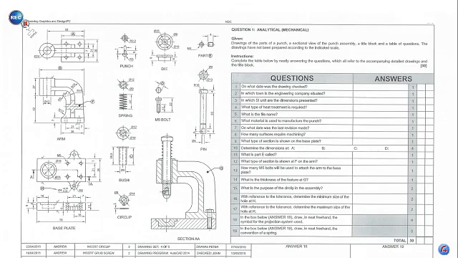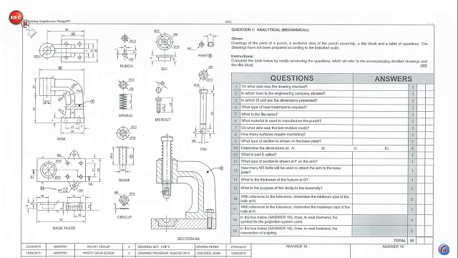Good day, grade 12s. We are looking at an analytical mechanical activity where we are going to be discussing this page which you have here presently on the screen. The drawings have not been prepared according to the indicated scale. So what is given to you is the drawings of parts of a punch, a sectional view of the punch assembly, a title block and a table of questions.